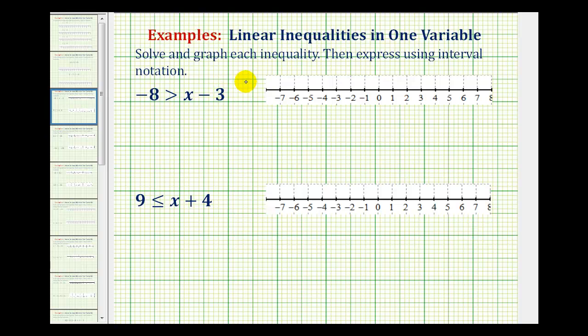We want to solve and graph each inequality and then express using interval notation. Notice what's different about these two inequalities is that the variable is on the right side of the inequality. We're going to follow the same steps. We're going to isolate the variable just as we would if they were equations.